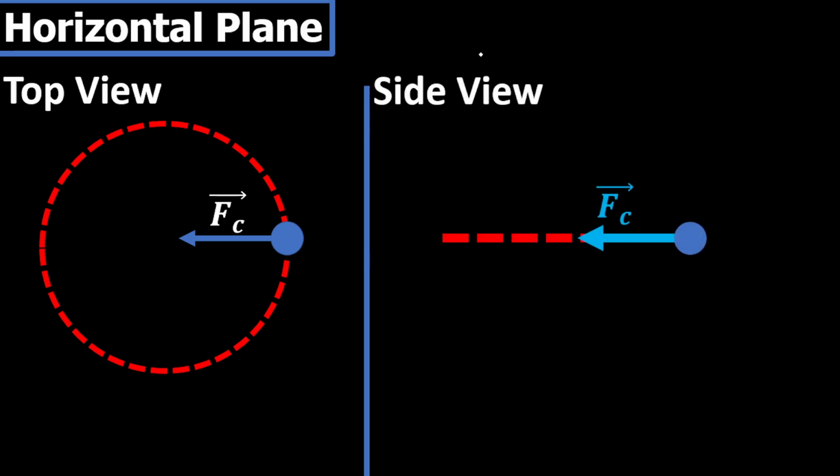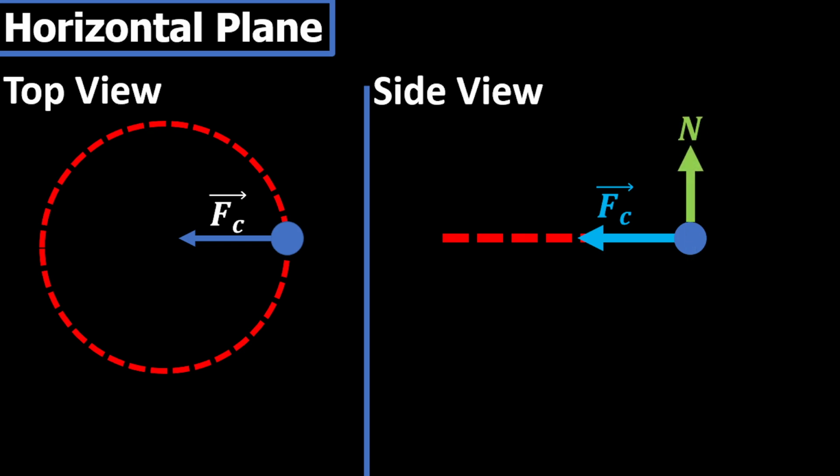So this is our top view. If we look from the top, we will see that the body will go in a circular path, either clockwise or anti-clockwise. And then from the side, this is what we'll see. Okay, which is great. So now what do we do?